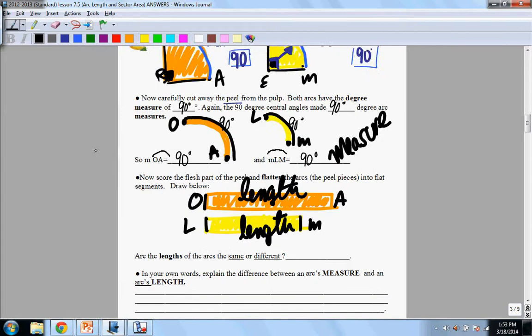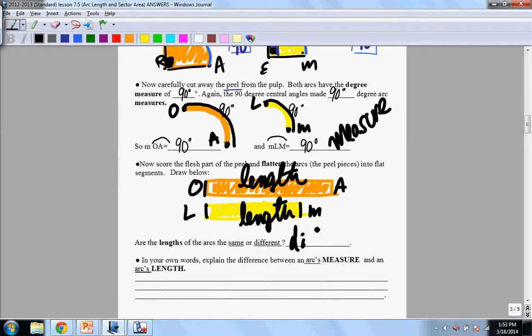Okay. And what I want you to do is formulate a sentence. They are different here, so they're different. After we talk about it, I'd like you as a team to write a sentence here. Why can the measures be the same, but the lengths of the arcs be different? So, write it down. Okay, guys, try to formulate a sentence. Why is it the measures can be the same, but the length can be different? Write it down.